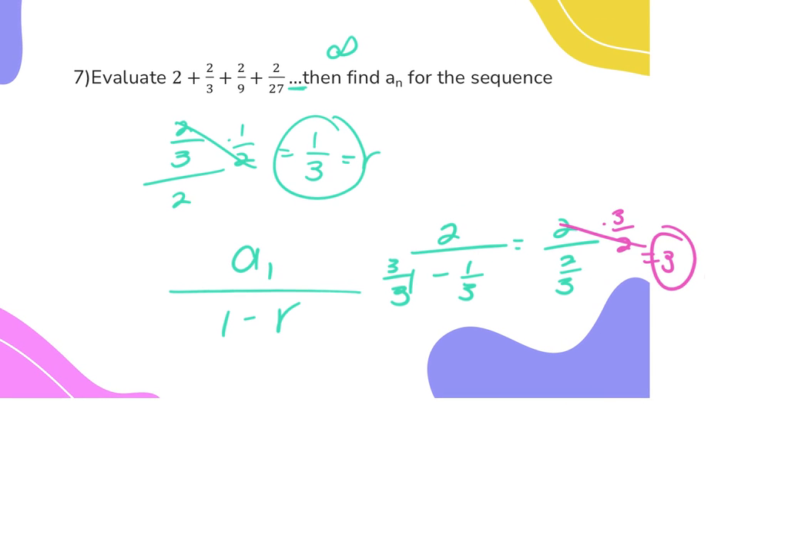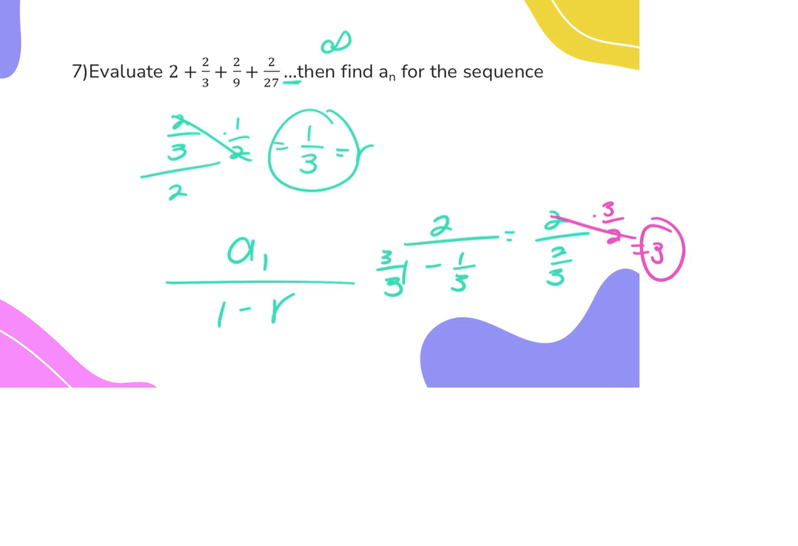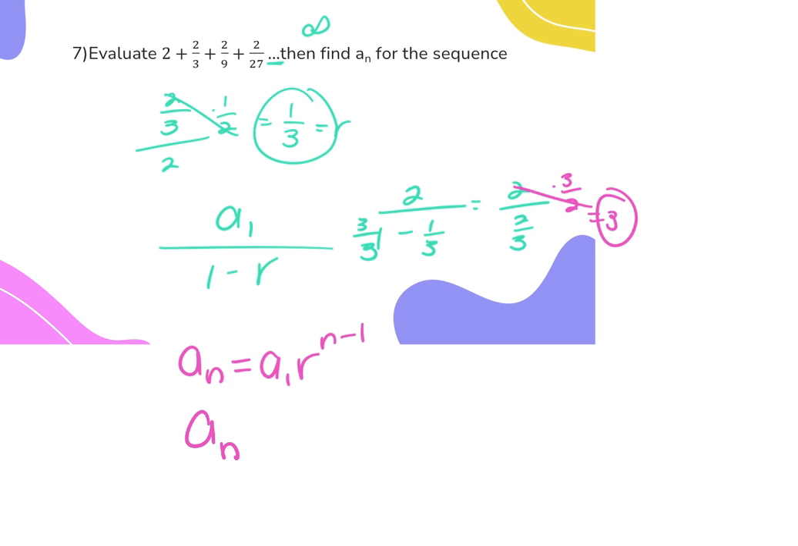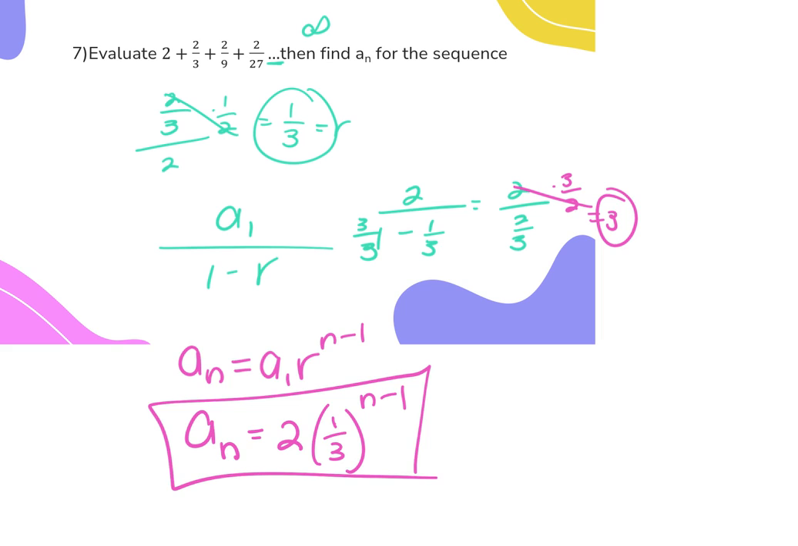Then it says find a sub n for the sequence. So a sub n would equal a1 times r to the n minus 1 because it's geometric. a1 is the first term, which is 2. r is 3. Nope, sorry, r is 1/3, to the n minus 1. So it asks for those two parts. Questions on that one? Yeah. The 3 is the sum. It's the infinite sum.